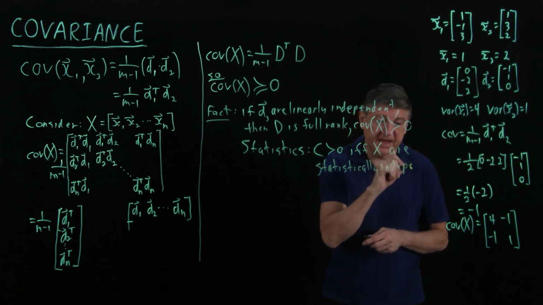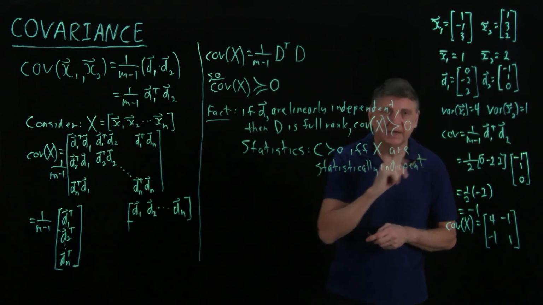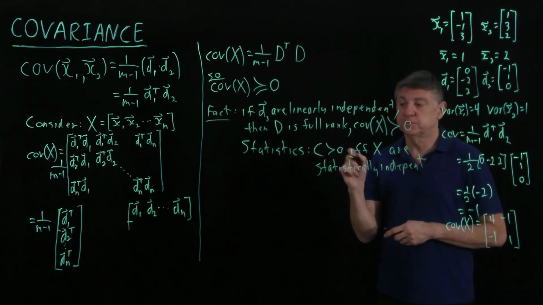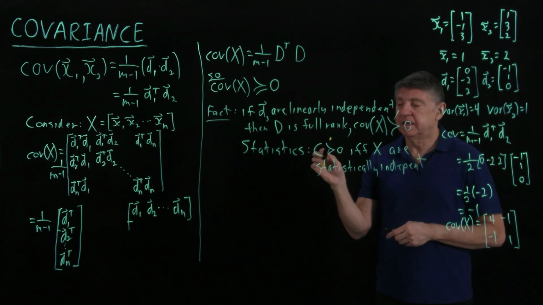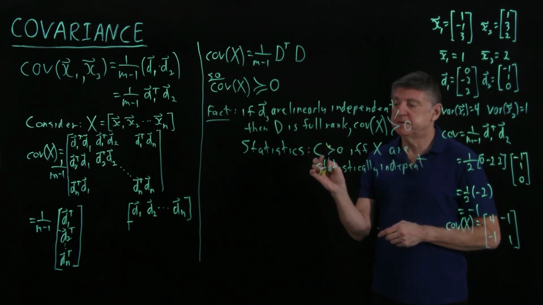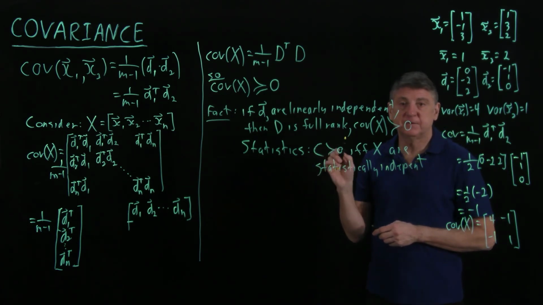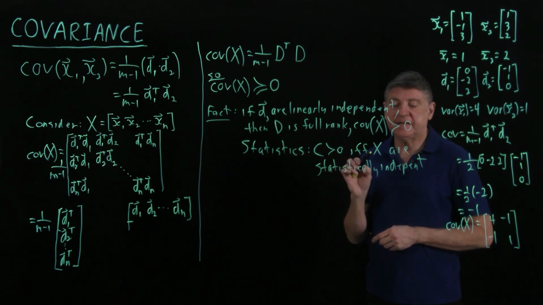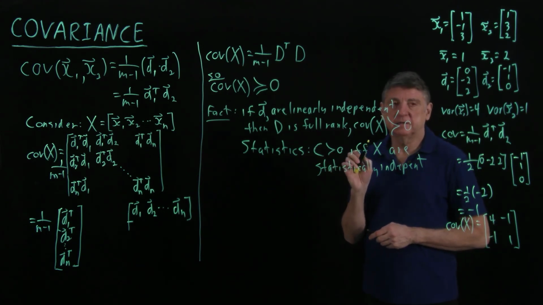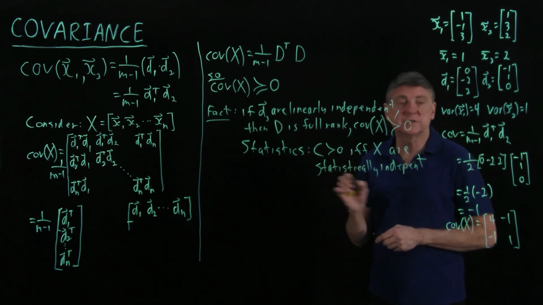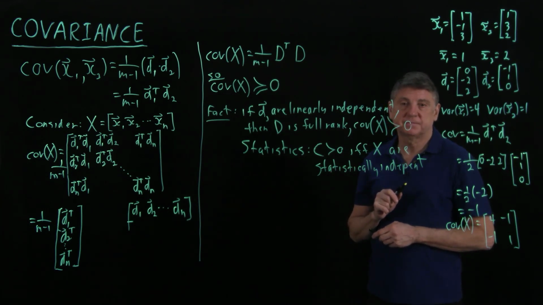And that is a very useful observation: the covariance matrix is positive definite if and only if the data have some very useful statistical properties.